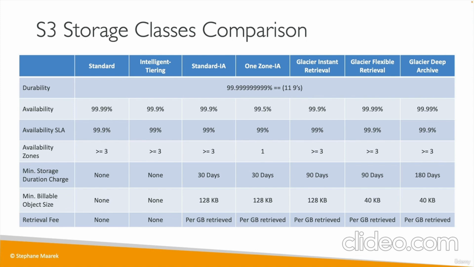So you get durability of 11 nines everywhere. Then the availability goes down the less zones you have, of course. It just shows you, for example, the minimum storage duration charge and so on. So take some time to look at this diagram on your own. You should understand it, but you should not remember it for sure.